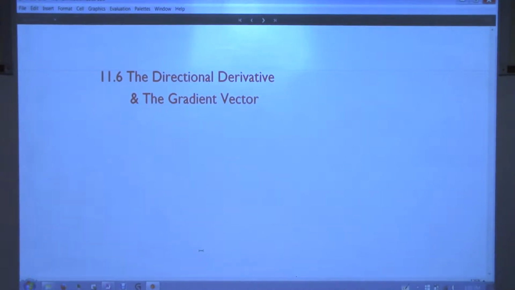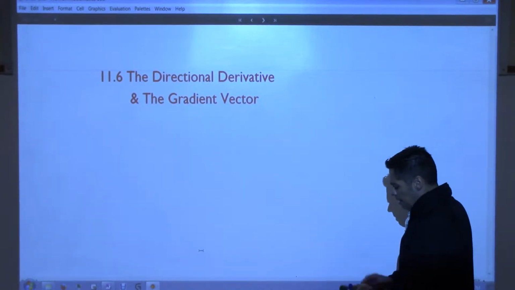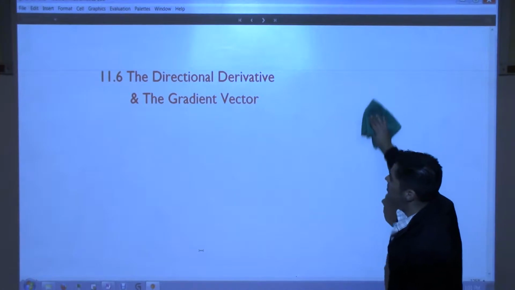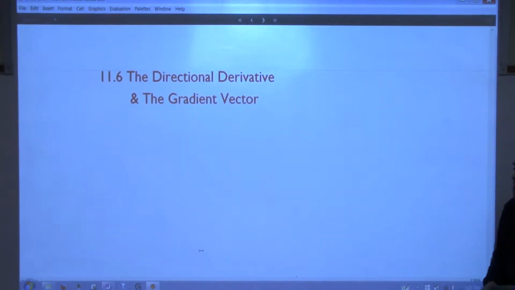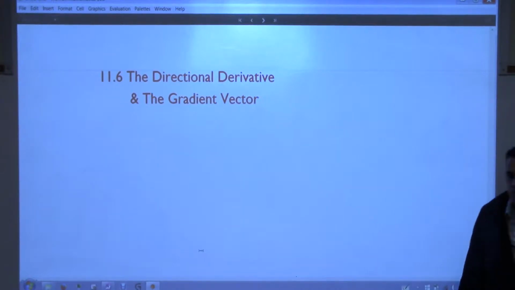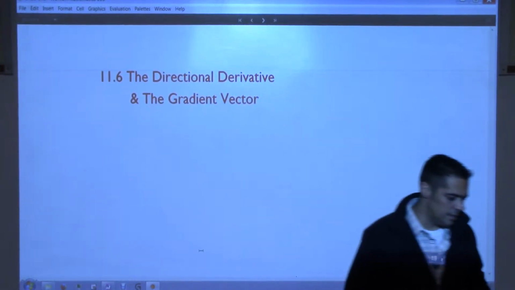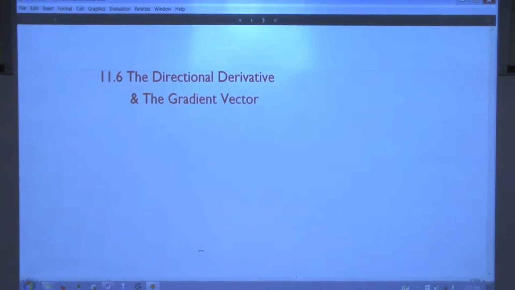So we're in 11.6 now. We finished up chain rule last class. And this section is entitled The Directional Derivative and the Gradient Vector. I'm sure you all remember the wonderful demonstration that I did when I got up on the chair, right? And I was trying to point myself in certain directions, right?